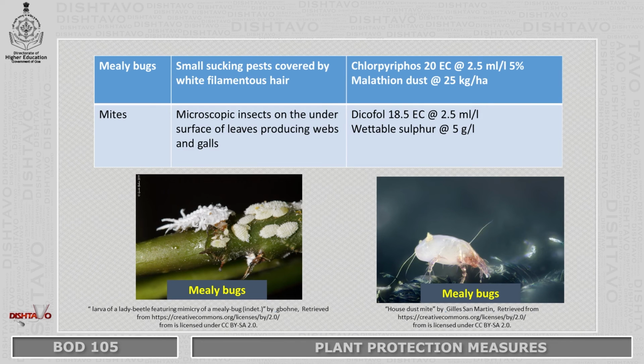Mealybugs. In the picture you can see the mealybugs, small sucking pests covered by white filaments. Here you can use chlorpyrifos, that is 2.5 ml per liter. Mites are microscopic insects on the undersurface of leaves producing webs and galls. Here, to remove them, you can use wettable sulfur at a rate of 5 gram per liter.